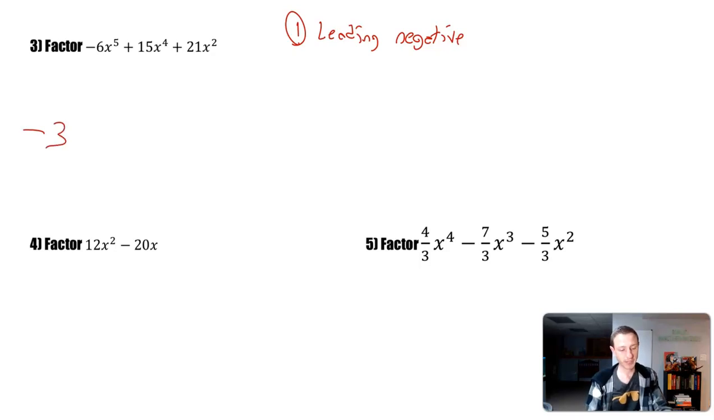So I'm going to factor out a negative 3. Now let's look at the variables. X to the 5th, x to the 4th, x to the 2nd. I can factor out x to the 2nd, because they all have 2 x's in common. This one has 4, this one has 5, but they all have at least 2. So I'm going to take out negative 3x to the 2nd. So I'm going to divide each term by that, negative 3x to the 2nd, negative 3x to the 2nd, and negative 3x to the 2nd.